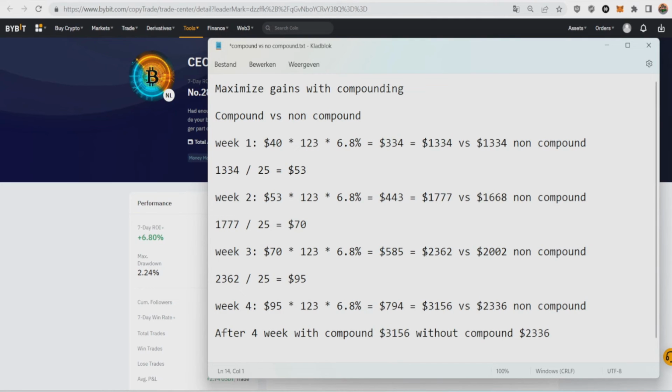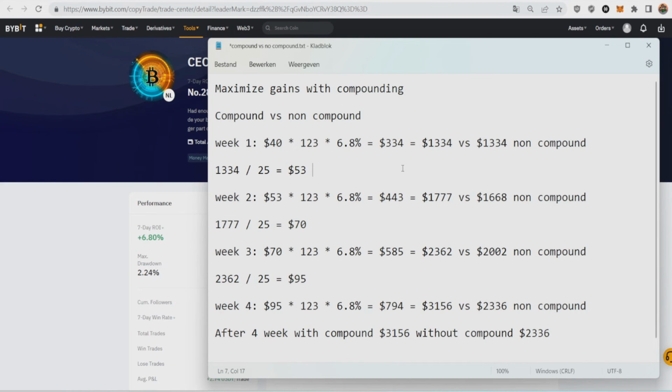Then he would use that money again to divide the next margin, $95, and would do it again. And after 4 weeks, he would make $794 a week, while the non-compounding guy would make $334 a week, and he would already make $800 more than someone who wouldn't compound. And this is why it's really important that if you make profits and you trust the trader, you up the margin when you get profits, guys.